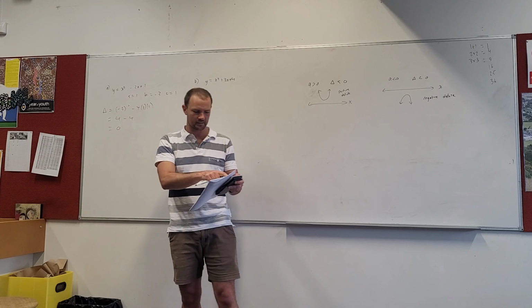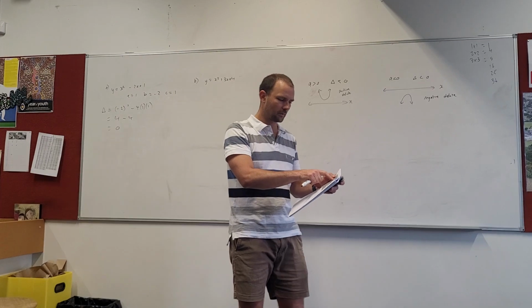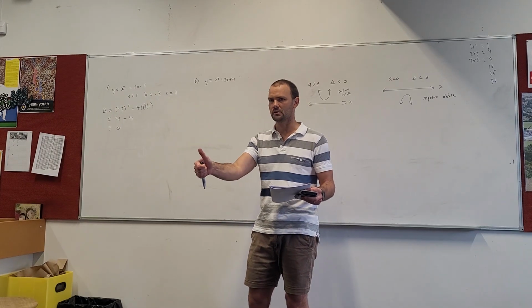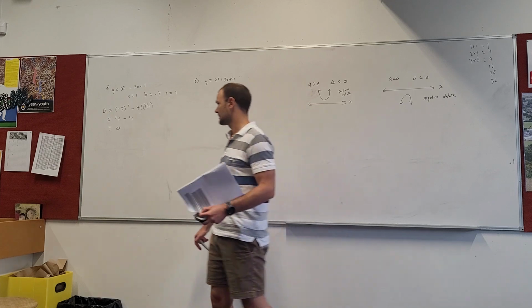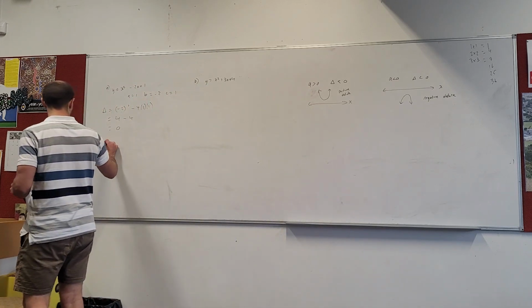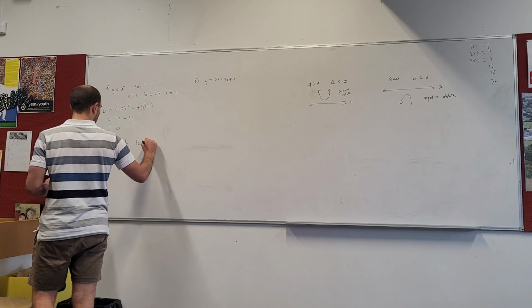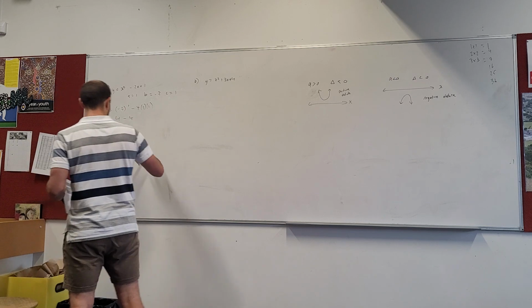All right, so that's what it says right at the top. We've got the 3 dot points. If the discriminant equals 0, the graph touches the x-axis. All right? Now, let's pull out our calculators and see that that's true.